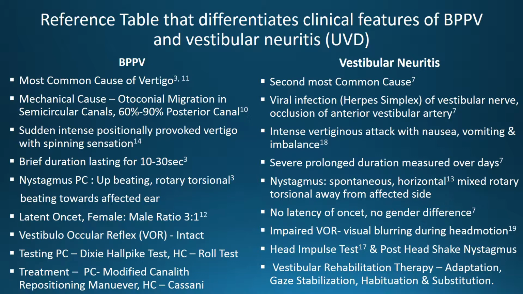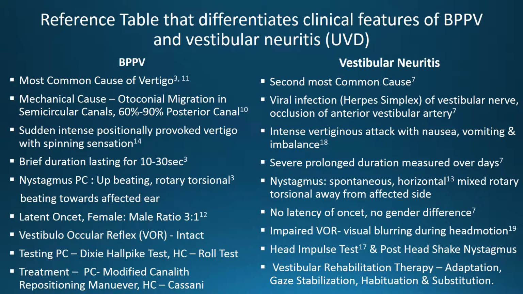Nystagmus is spontaneous, horizontal, mixed rotary, and always beats away from the affected side, unlike in BPPV. There is no latency of onset and no gender difference. In vestibular neuritis, the vestibulo-ocular reflex is impaired, and the patient typically complains of visual blurring during head motion, which is also called oscillopsia.